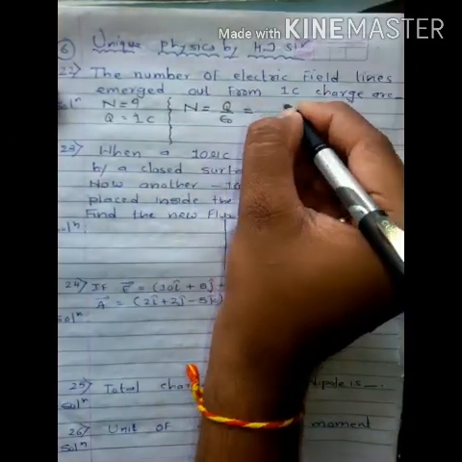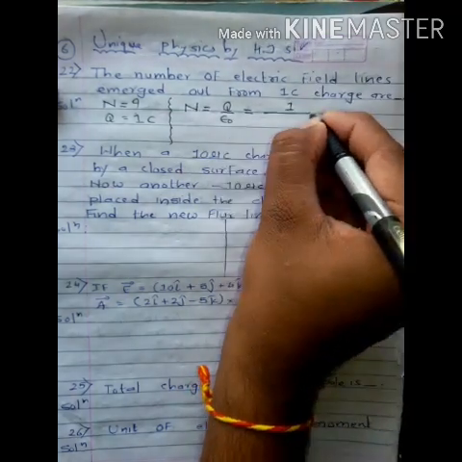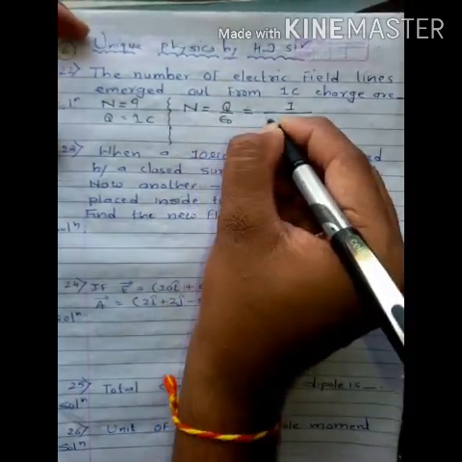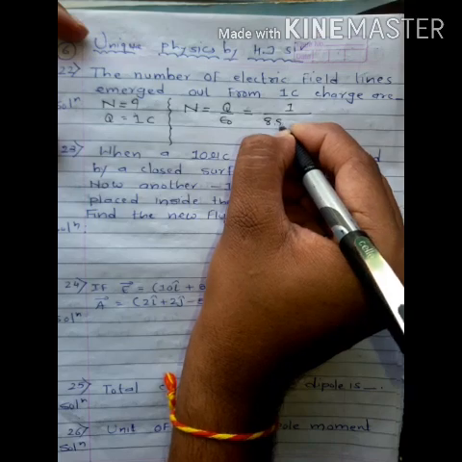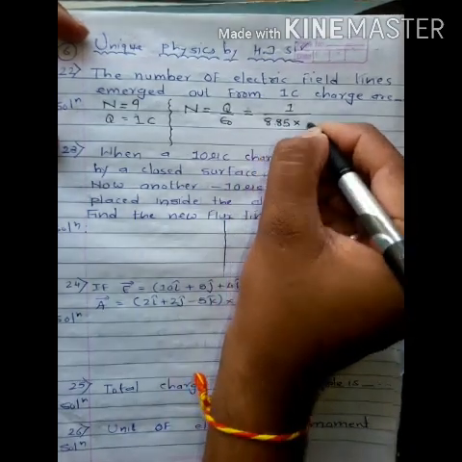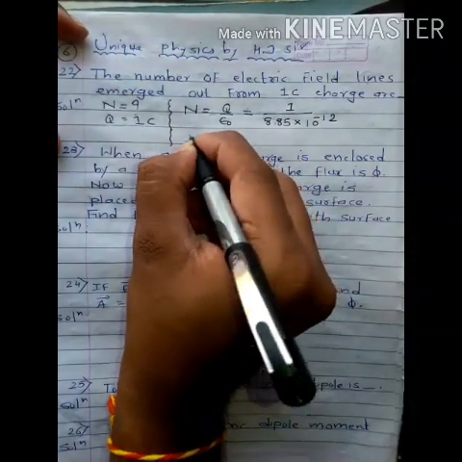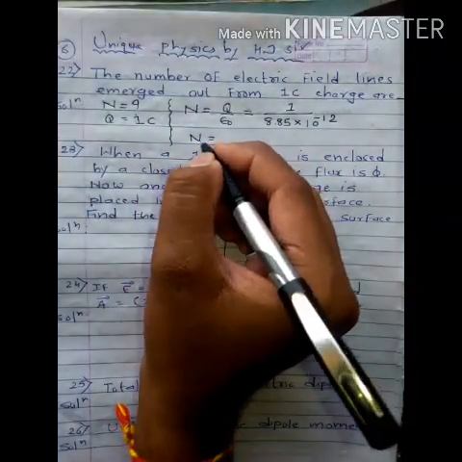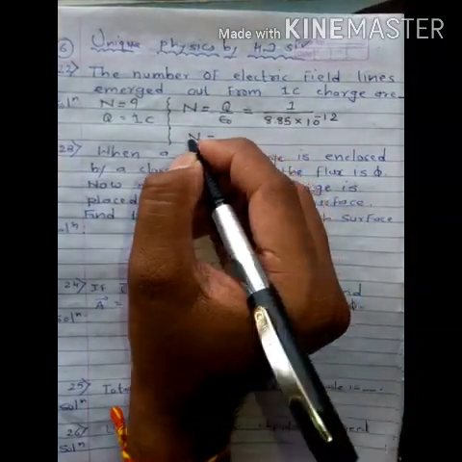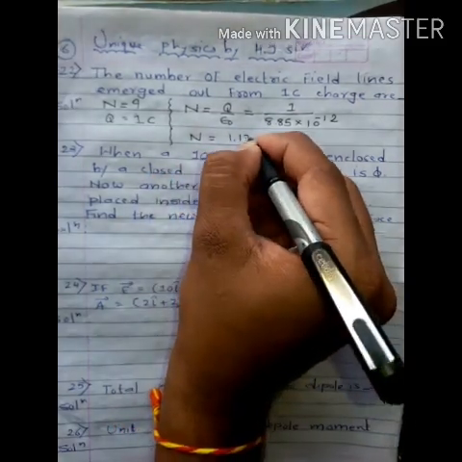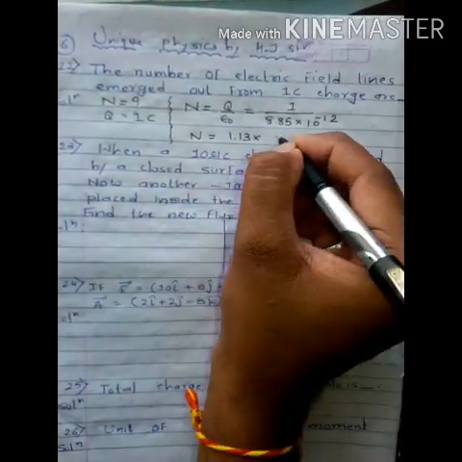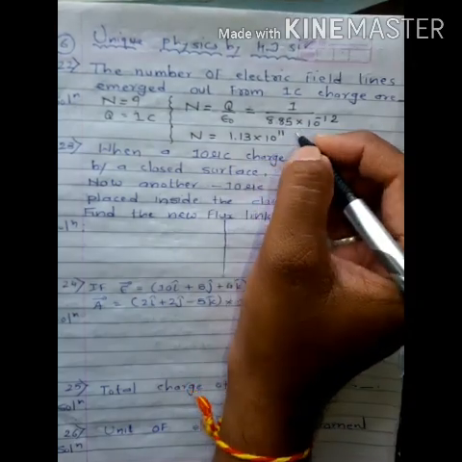Substitute the value Q, 1 coulomb, divided by epsilon 0. This is our standard constant, permittivity of free space, 8.85 into 10 raised to minus 12. Now solve this MCQ. So our answer is N is equal to 1.13 into 10 to the power 11.